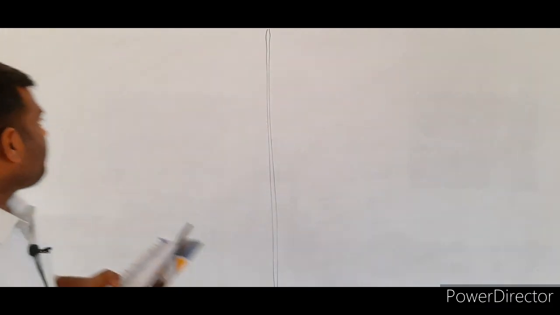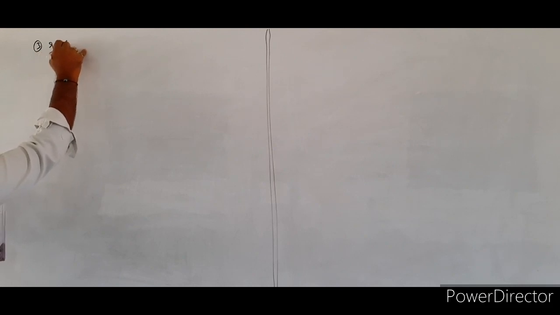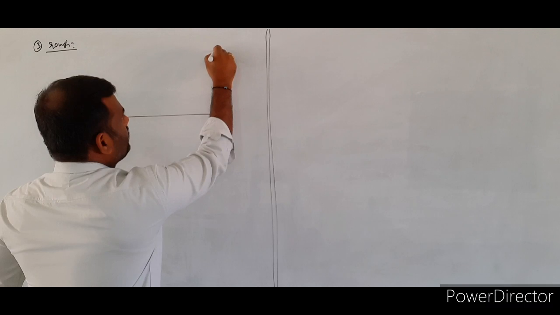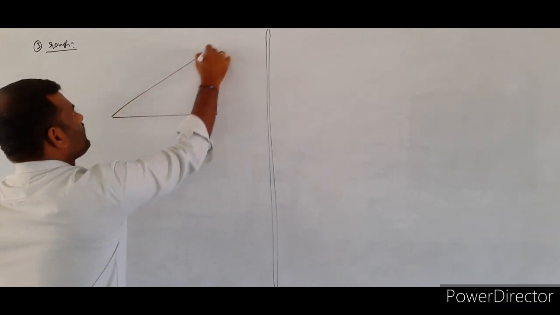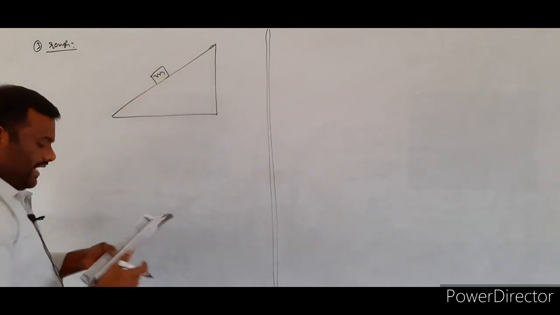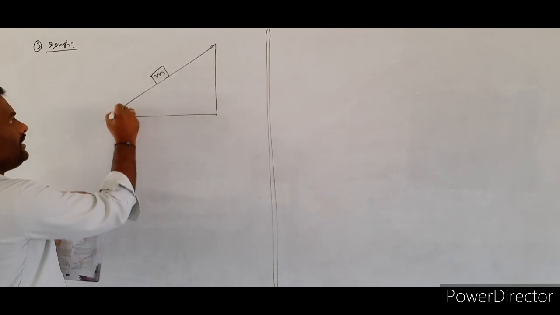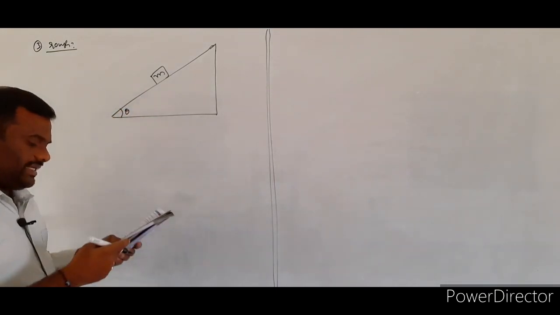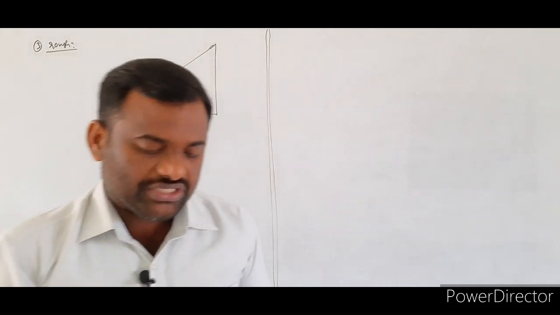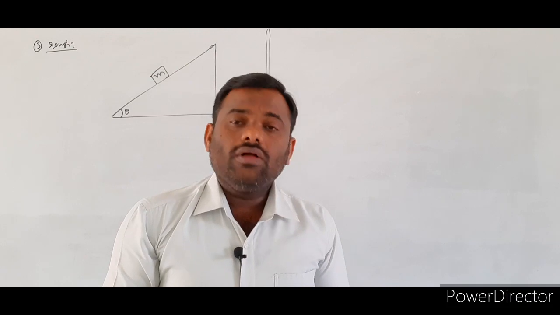Next, this application is related to what? Rough inclined plane. See here. A body of mass m is placed on the rough inclined plane, and they are saying that the angle of inclination is equal to theta. If L is the length of the incline and mu k is the coefficient of kinetic friction, find the work done by the resultant force on the body.